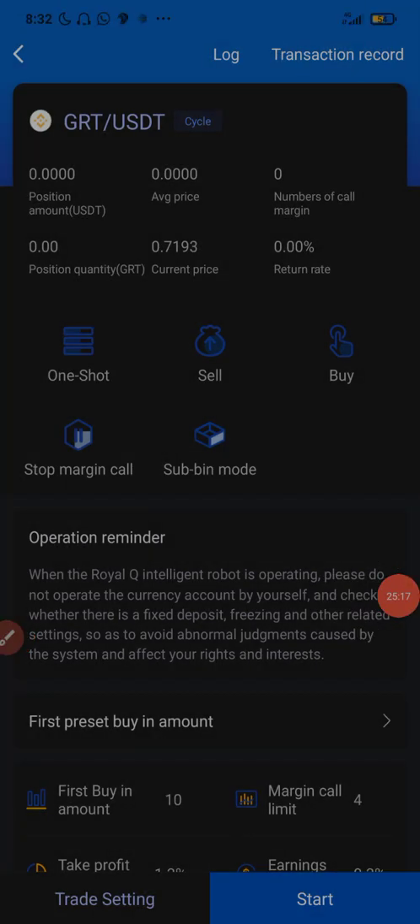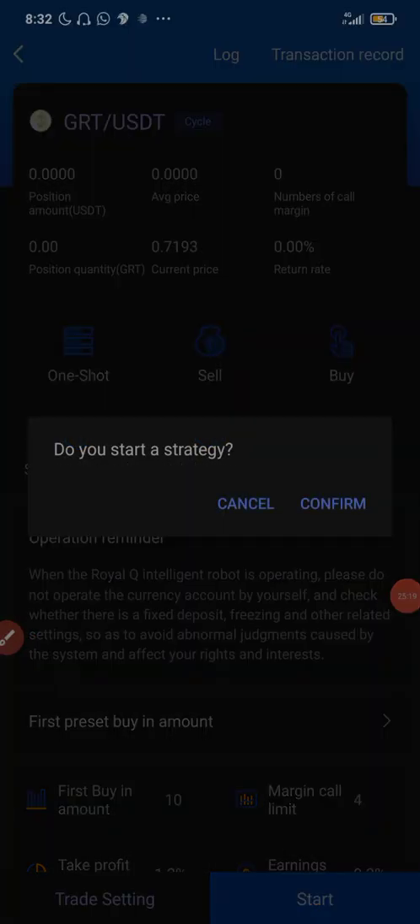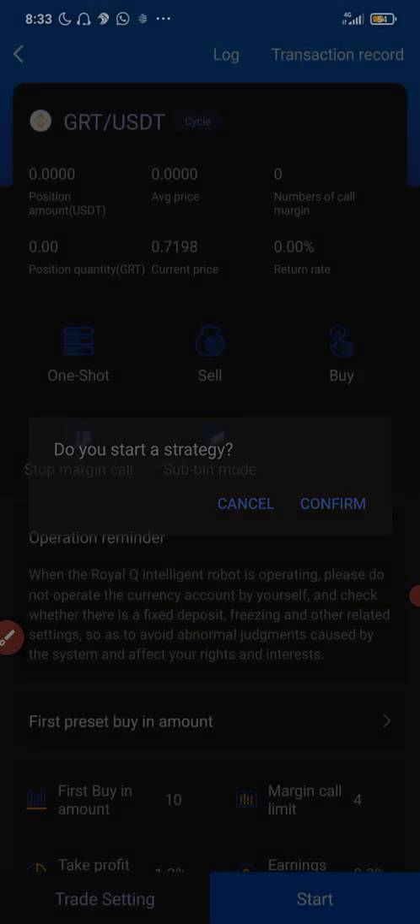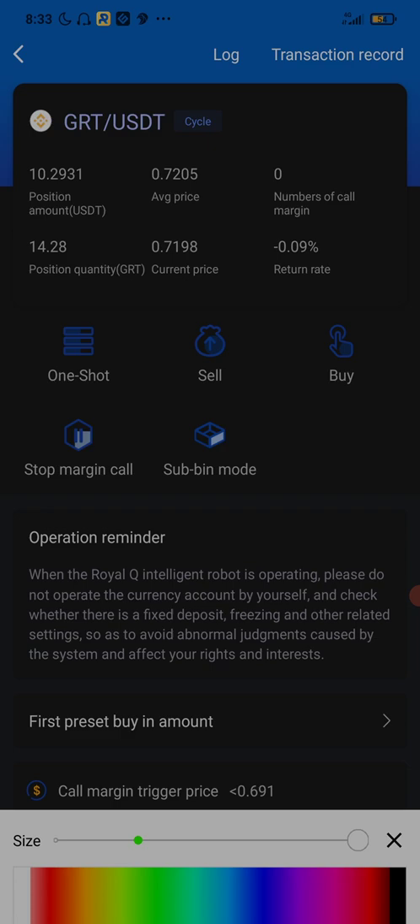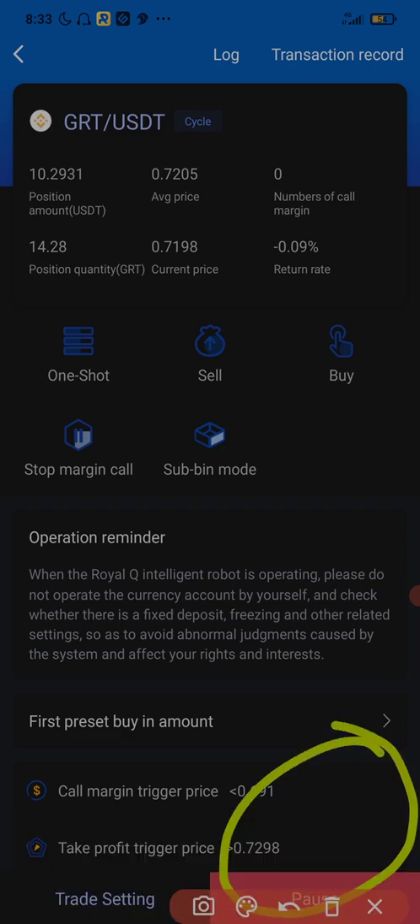So once you click on start, it will ask you, do you start a strategy? Yes, you click confirm because we've already set up our strategy. So I'm going to click confirm. So I just clicked on confirm now. As you can see, the start button changed to pause. So now this shows that we've actually started the trade.